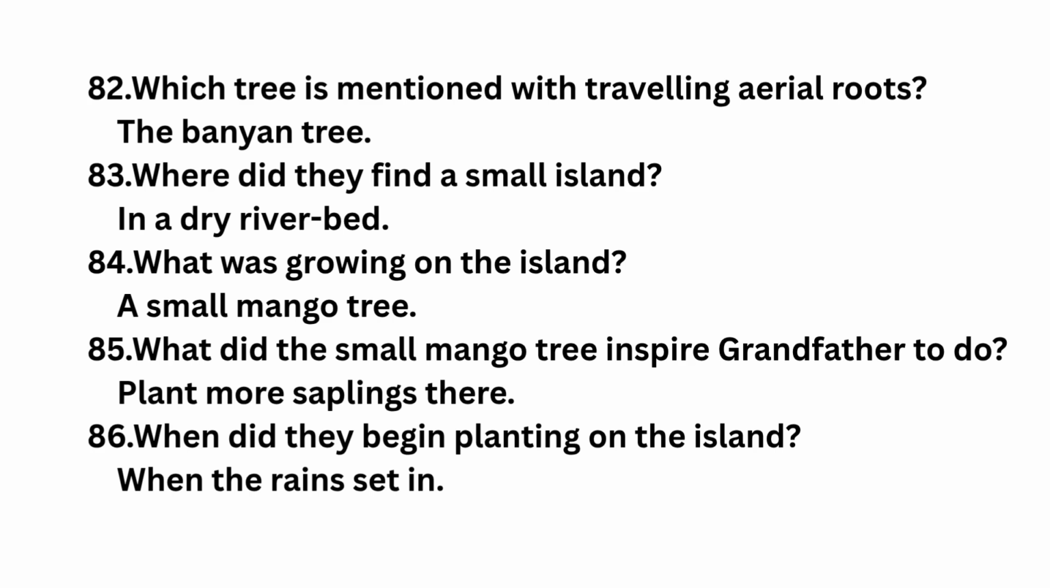Where did they find a small island? In a dry riverbed. What was growing on the island? A small mango tree. What did the small mango tree inspire grandfather to do? Plant more saplings. When did they begin planting on the island? When the rain sets in.